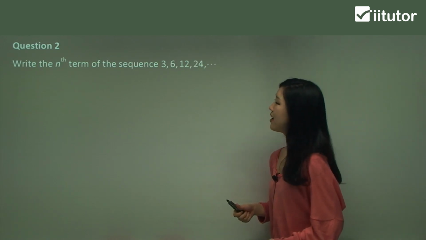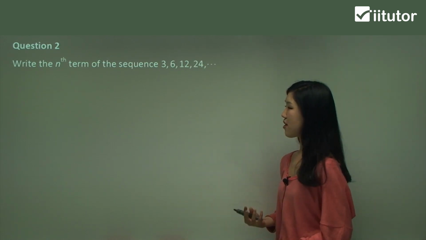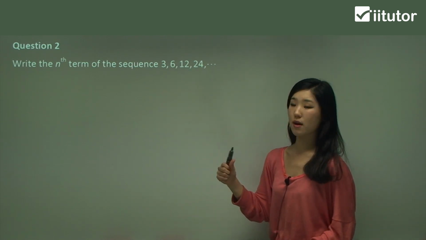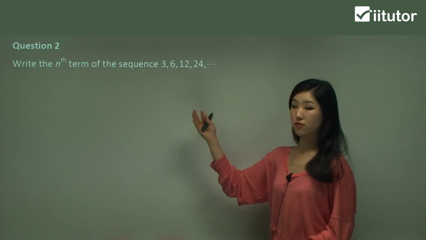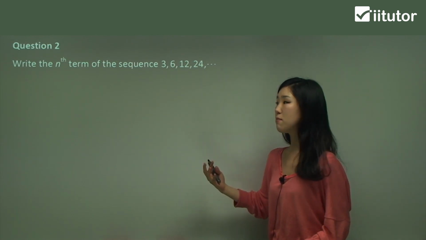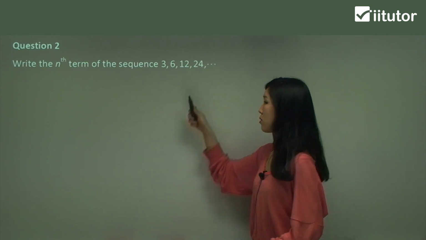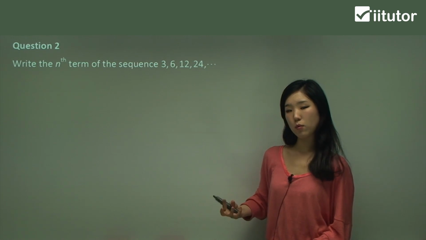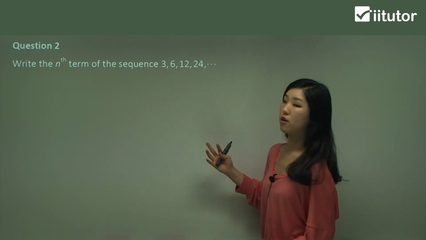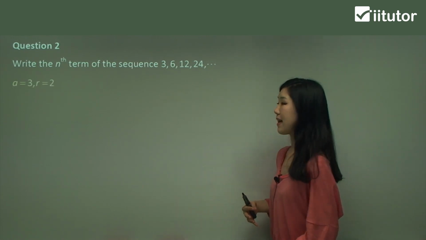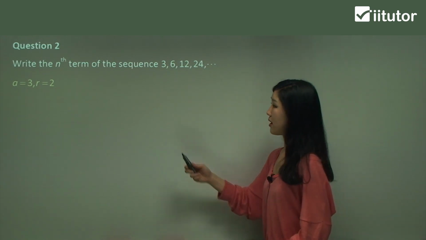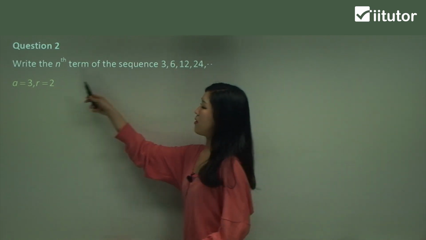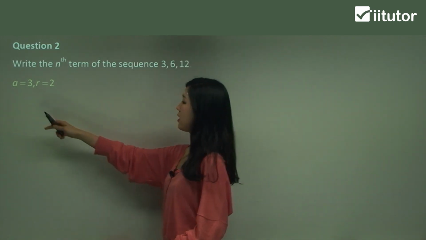Let's move on. Question 2 says write the nth term of the sequence 3, 6, 12, 24. So this time this is a different sequence, and again it wants us to find the nth term. We're going to do a similar method as in question 1 with a different sequence. Again, think about what your a is going to be, your first term, and your r, your common ratio. A is going to be 3 because 3 is the first one on the list. So the first term a would just be 3.